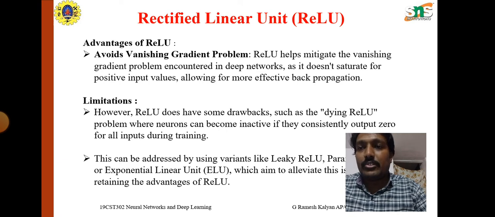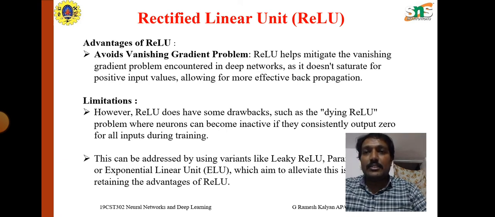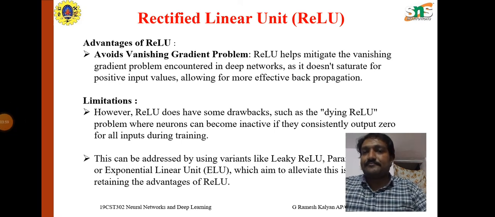In order to avoid it, we are using the rectified linear unit, which helps mitigate the vanishing gradient problem encountered in deep networks during the process of training deep neural networks, as it doesn't saturate for positive input values, allowing for more effective backpropagation.